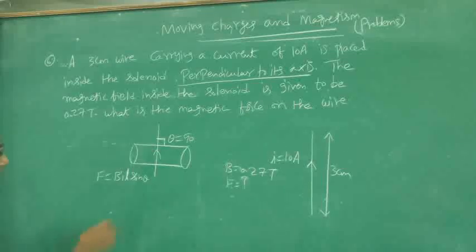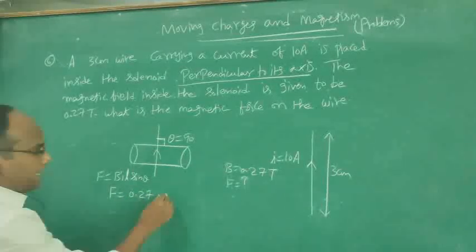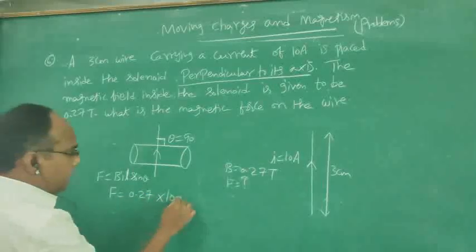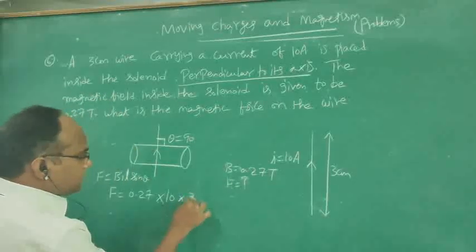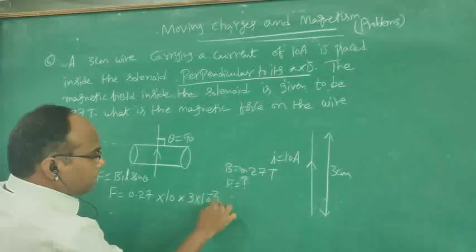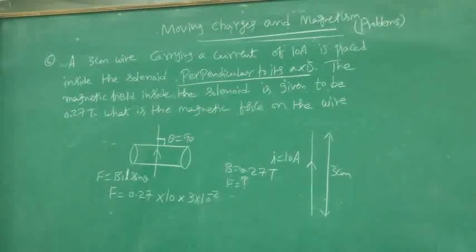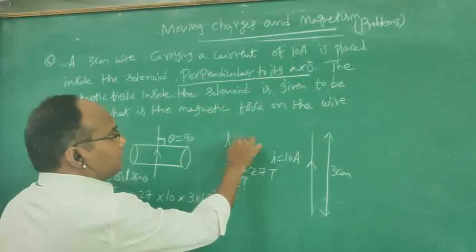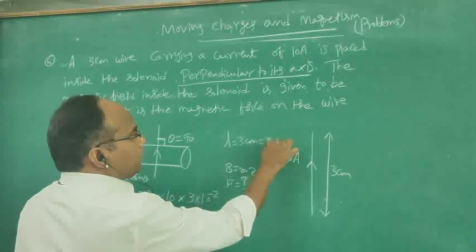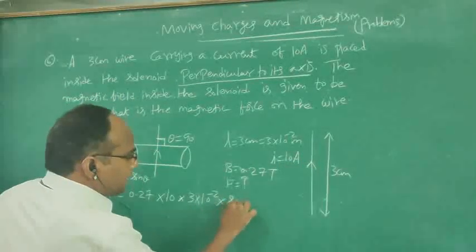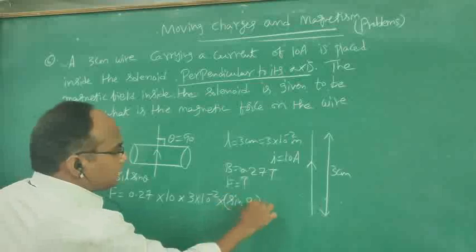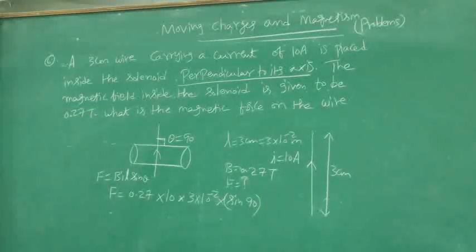Okay. So here F is equal to magnetic field, 0.27, into the current, 10 ampere, and the length is 3 centimeter. 3 centimeter means 3 into 10 to the power of minus 2 meter, into sin theta, nothing but sin 90. Sin 90 is 1. So what is the value?